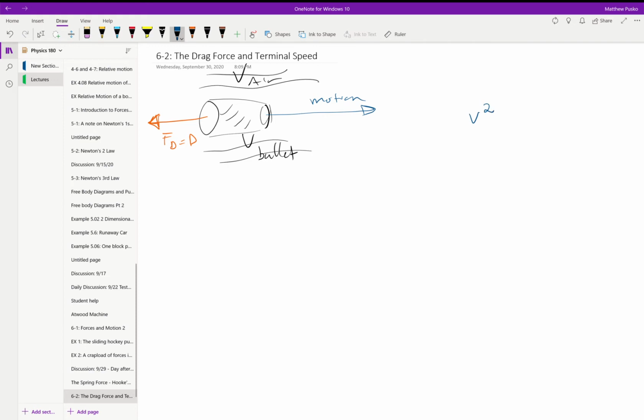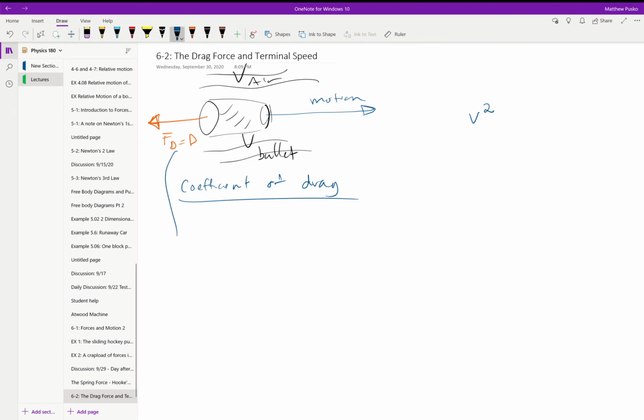So just a couple quick things. This works for anything moving through a fluid and any type of shape. There's ways to calculate what's called the coefficient of drag based on the shape of the object. There's a table in the book that gives you coefficients of drag. What is the coefficient of drag? Well, let's figure out what the formula for our force is.